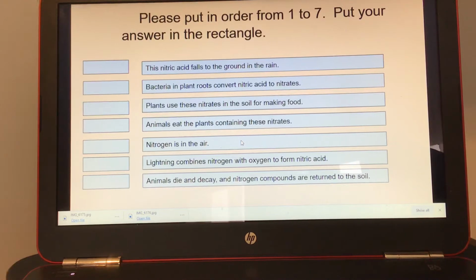Number 1 is nitrogen is in the air. Number 2 is lightning combines nitrogen and oxygen to form nitric acid. And number 3 is this nitric acid falls to the ground in the rain. Number 4, bacteria and plant roots convert nitric acid to nitrates. And then I'm going to let you finish the last 3, okay?